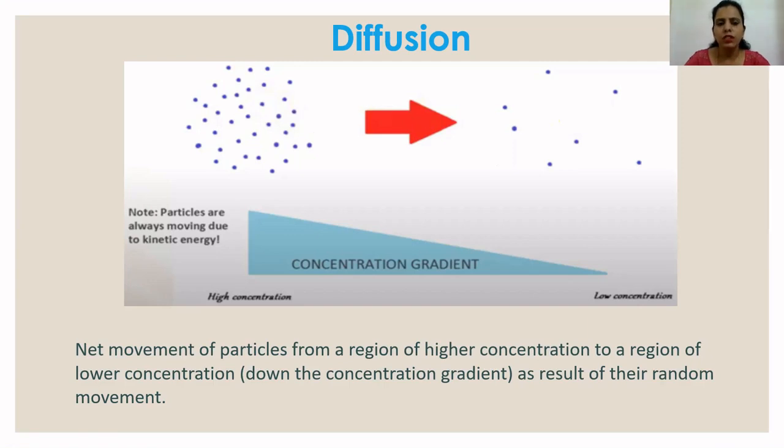So from a region of higher concentration to a region of lower concentration, this is one point. Then the kinetic energy present in the molecules is required by the molecule in order to move from one region to another region. So the second point which you have to remember is these particles always move because of the kinetic energy possessed by them. And the third point which you have to remember is these particles move randomly. So diffusion is a result of random movement of the particles.